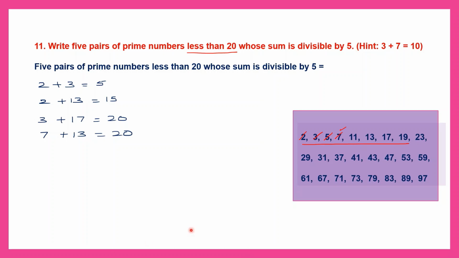Let's try with 11. 11 and 13 is 24. 11 and 17 is 28. 11 and 19 is 30. So we can use that. 11 and 19 is 30. So we've got a pair of prime numbers less than 20 whose sum is 30, which is divisible by 5. So we finished with 11 also. So we have got 5 pairs of prime numbers now, isn't it? 1, 2, 3, 4, 5. You can find some more if you carry on. So this is our answer to question 11.